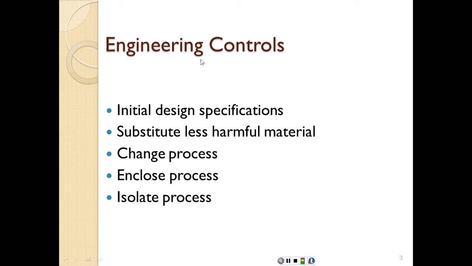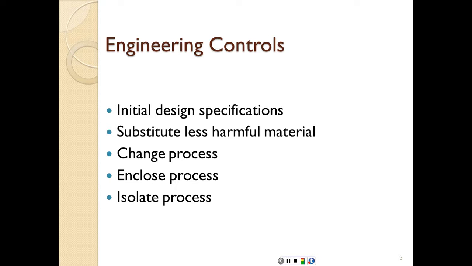The engineering controls that we talked about can include something like initial design specifications. We can see if we can change the designs. For example, if there's a hazardous material that they have to deal with, is there any other material that's less hazardous or not hazardous at all that can do the same job? Substitute with less harmful material, if again that can be provided.